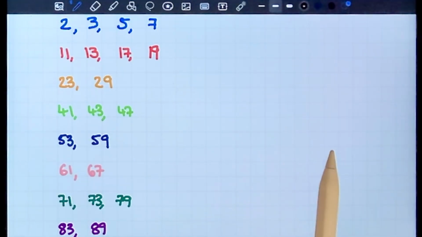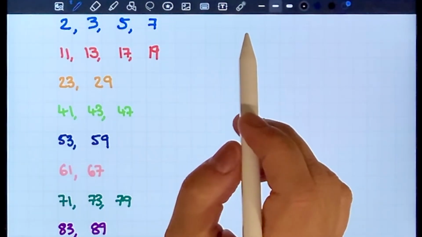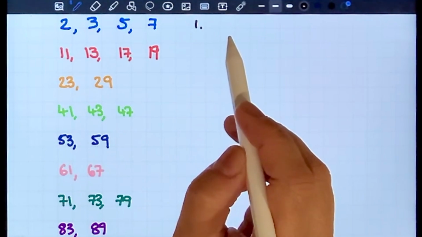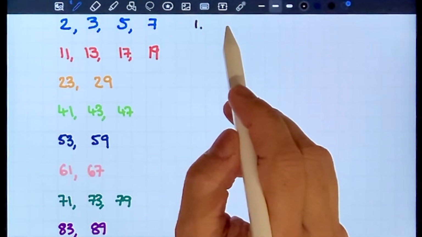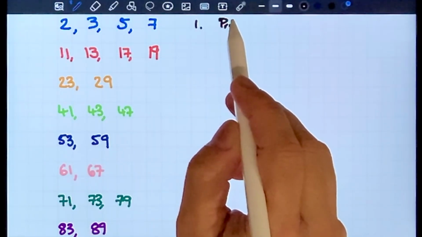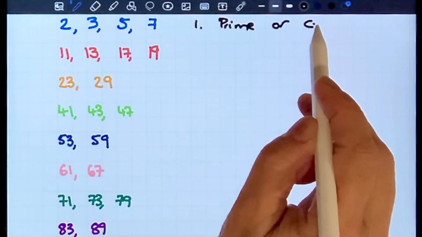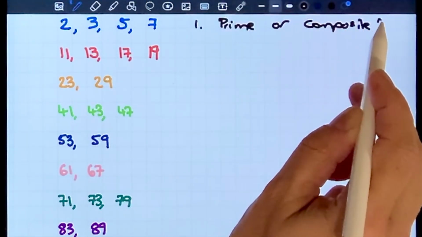So now I want to solve a few questions involving primes and composites. So we'll start with question number 1. Are the following numbers prime or composite?